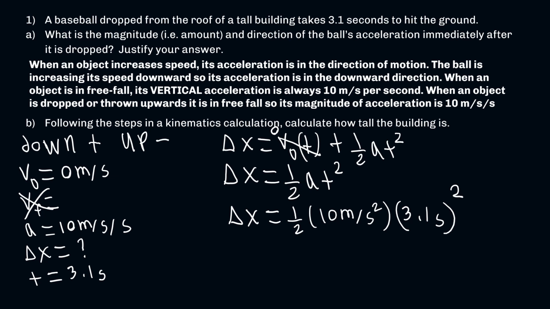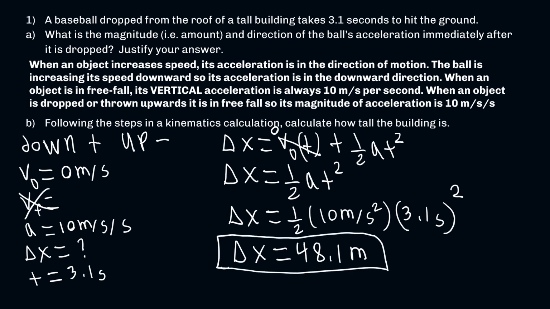So 3.1 raised to the second power times 5. That is going to give me a displacement here of 48.1 meters. So since this is positive, since I decided to make down positive, I can keep this as the height of my building because it gives me a positive number. So 48.1 meters is going to be my answer for the height of the building.